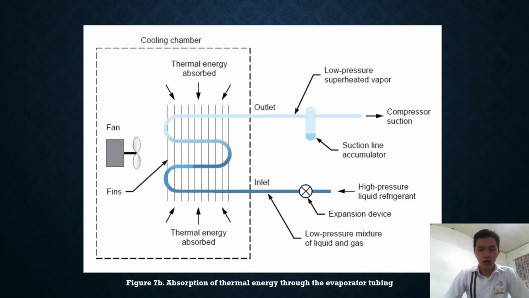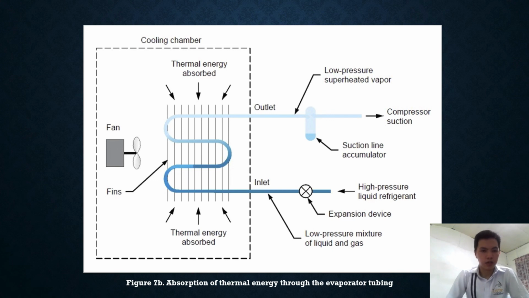So now let's discuss how the evaporator works. The cold mixture of liquid and gas from the expansion device will now enter the inlet of the evaporator. As the mixture flows through the coils of the evaporator, it absorbs thermal energy that surrounds the evaporator and the coil itself.